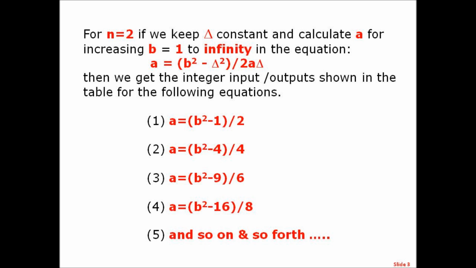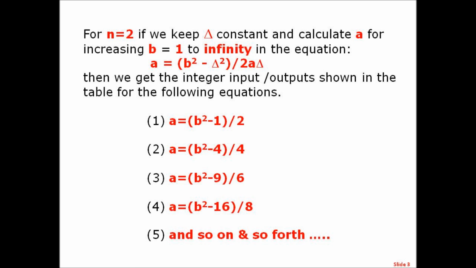For n equals 2, if we keep delta constant and calculate a for increase in b equals 1 to infinity, in the equation a equals b squared minus delta squared, all divided by 2 delta, then we get the integer input-outputs shown in the table for the following equations.